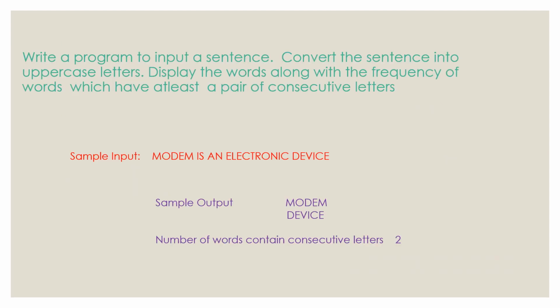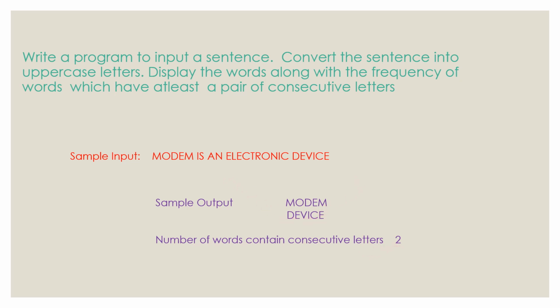Now this question was also asked in the board exam. Write a program to input a sentence, convert the sentence into uppercase letters, and display the words along with the frequency of words which have at least a pair of consecutive letters. For example, we are inputting the words: modem is an electronic device. Output will be modem and device, because in modem we have two consecutive letters D and E, and in device also we have two consecutive letters D and E. The number of words containing consecutive letters is 2. So input is given and output is given.